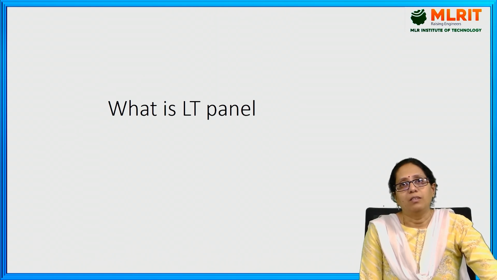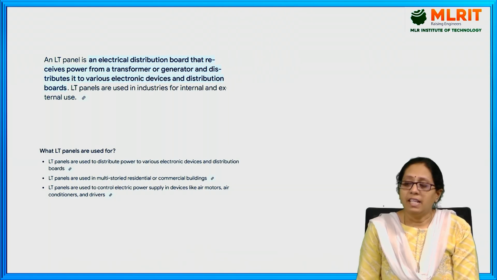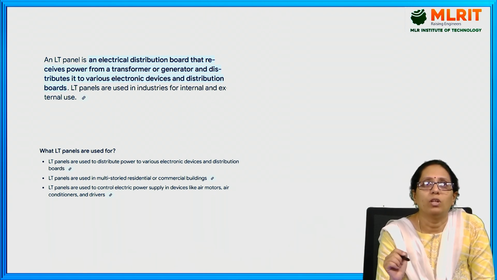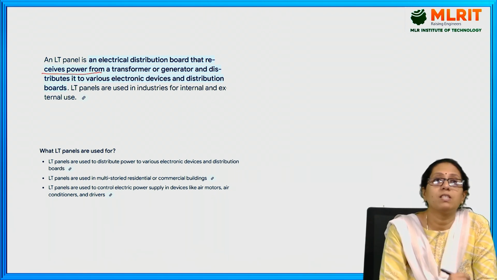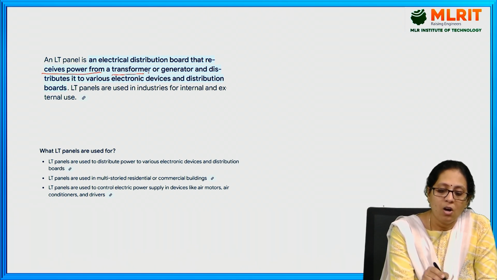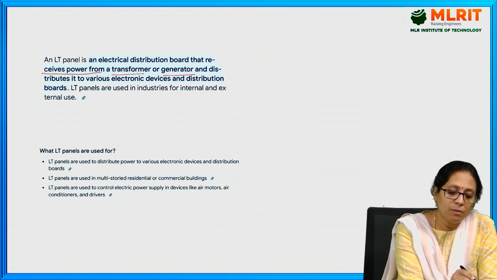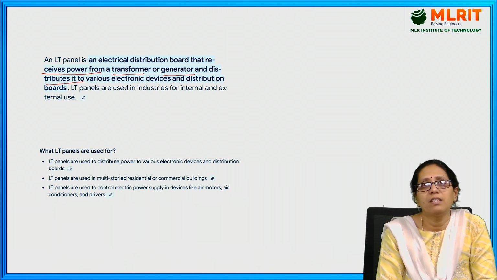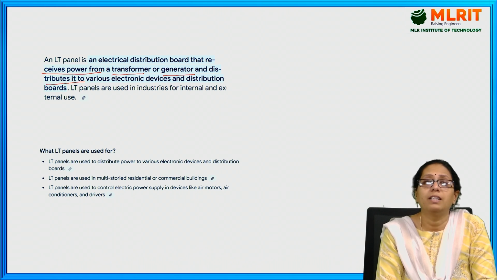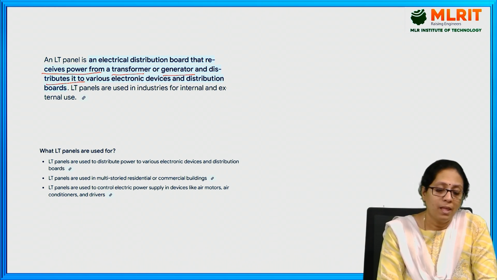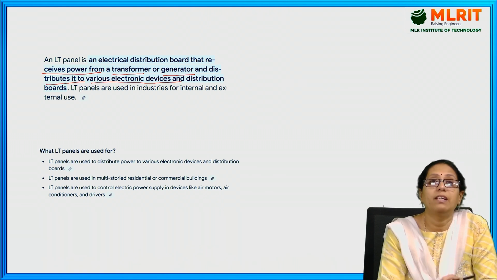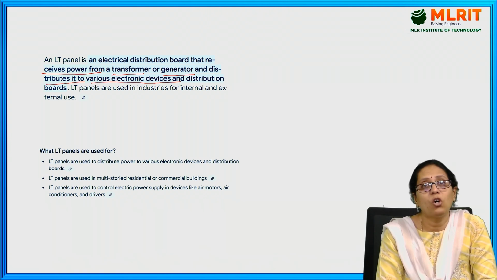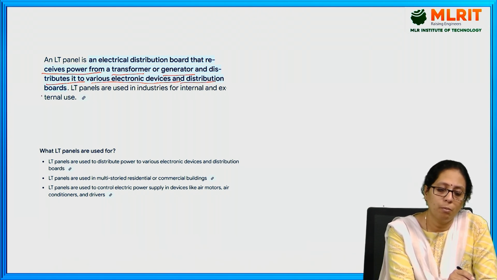What is an LT panel? An LT panel is an electrical distribution board that receives power from a transformer or generator and distributes it to the various electronic devices and distribution boards. That means it takes the power from a generating station by using a transformer in the middle so that the voltage can be transformed, and after that it is given to the various electronic devices based on the voltage level of the electronic device and to the distribution boards.